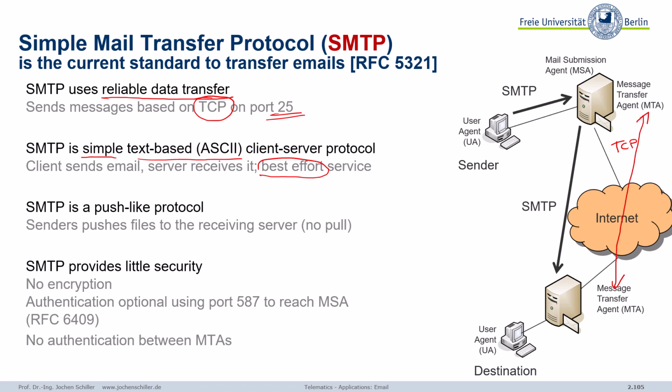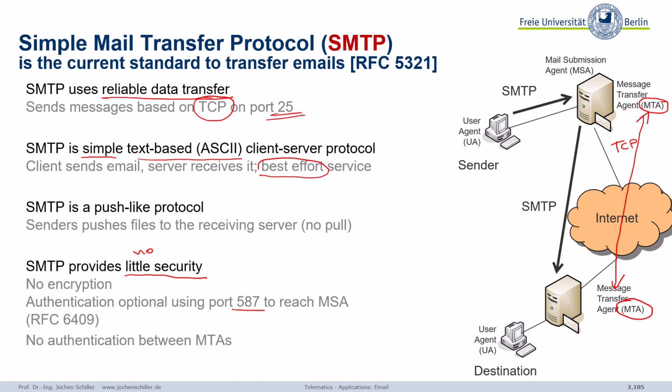And as always, more or less, some say no security. So there's no encryption, and there is some optional authentication using a different port. But typically there's no authentication between the MTAs. So the MTAs trust each other and they simply accept emails if another MTA asks them, oh, you want to take over the email? Yeah, then okay. This has certain consequences, and there are some new developments, as we will see. So that's the classical SMTP.